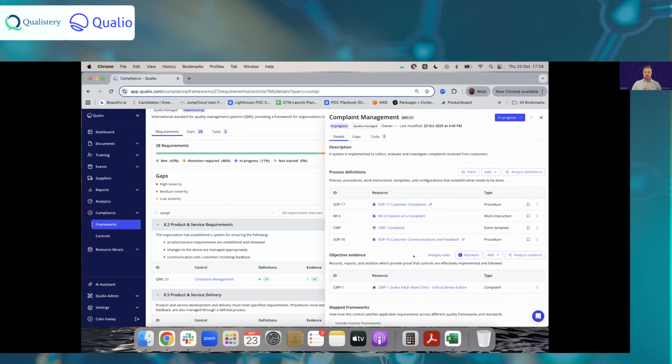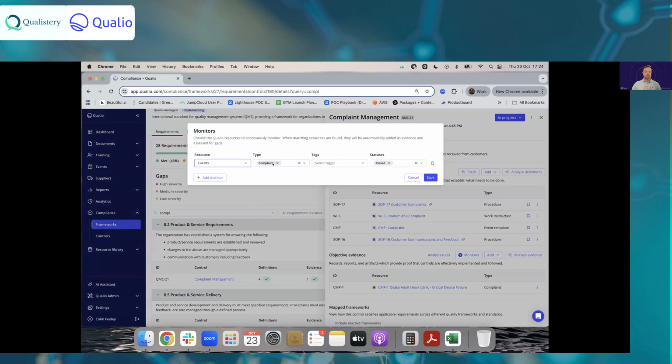When it comes to the objective evidence, we can also create what's called monitors or rules, whereby the outputs of processes as they happen can be picked up. So in this case, when an event of type complaint is closed, we'll automatically pick it up for you. You won't even have to do it.